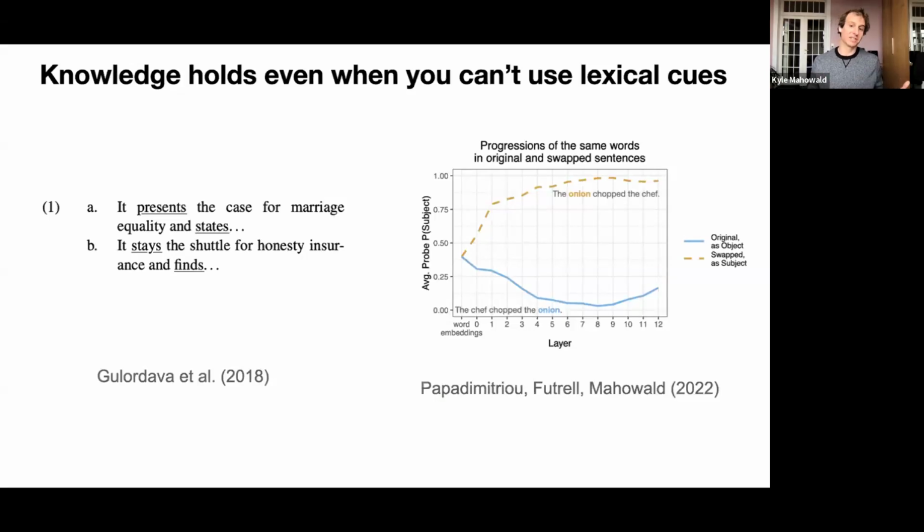Right, there've also been lots of clever tests looking at whether our models are just using lexical cues in some straightforward way. There was a paper looking at the subject-verb agreement test, where instead of using plausible sentences, like the key to the cabinets is on the table, they used sentences in which words of the same part of speech are randomly substituted in. So you get stuff that sounds kind of semantically empty. Like, it presents the case for marriage equality in states, becomes it stays the shuttle for honesty, insurance, and fines, right? The first one makes sense. The second one is kind of semantically empty. And they found that models were still able to do the grammaticality task, even without the obvious lexical cues that you get from having semantically reasonable sentences.